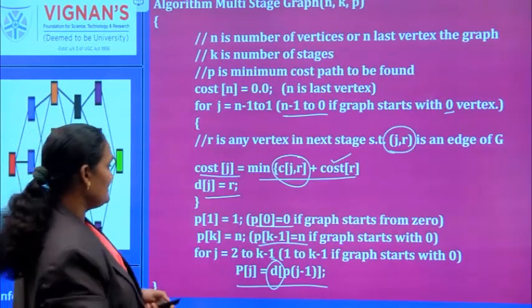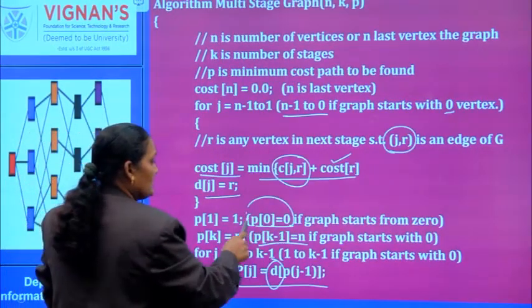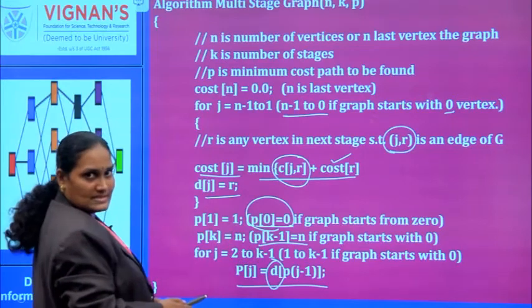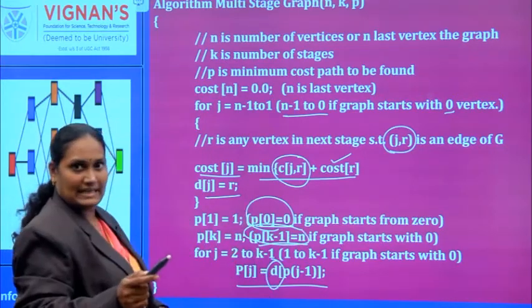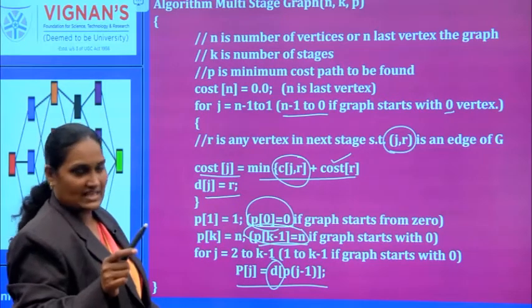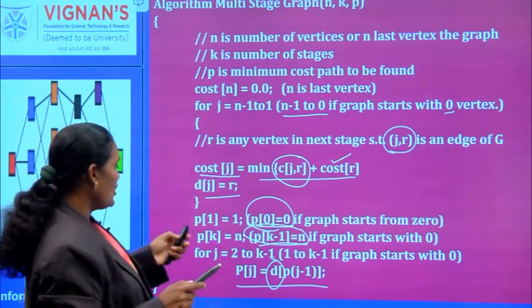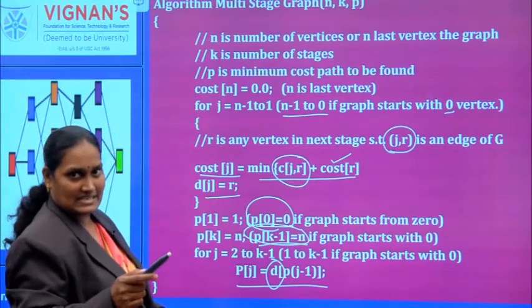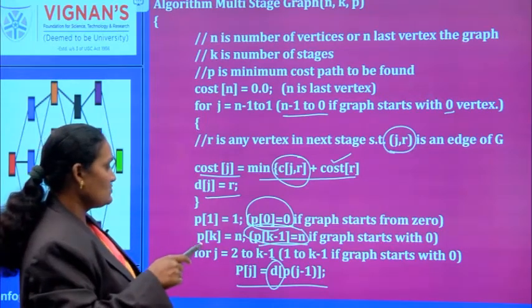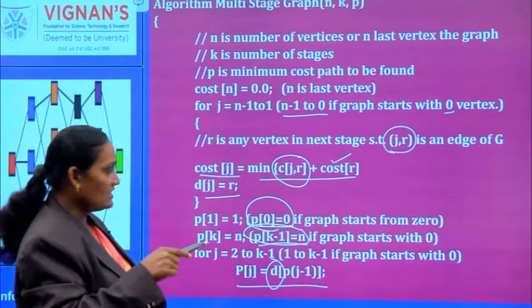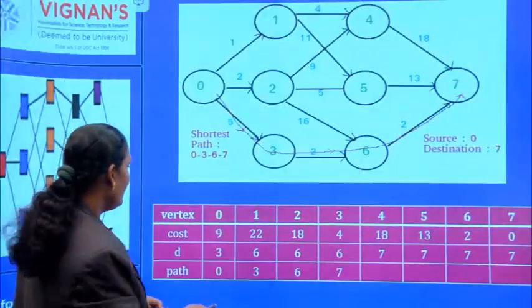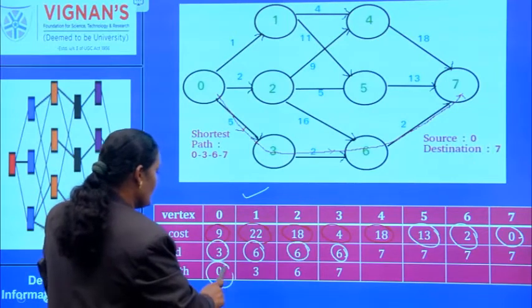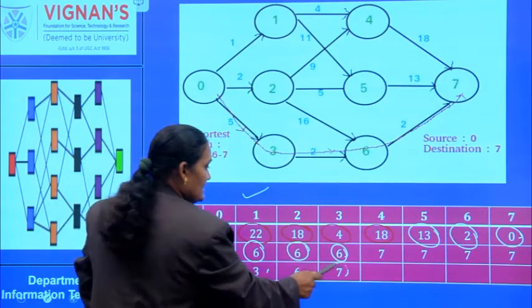Now here, what is given in the algorithm: initially we need to take p of 0 is equal to 0 and p of k minus 1 is equal to n. Here what is that k? K is the number of stages. Our graph contains how many stages? 4 stages are there. So 4 minus 1 means 3. P of 0 is 0 and P of 3 is 7.